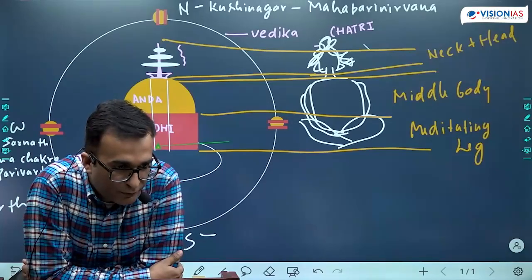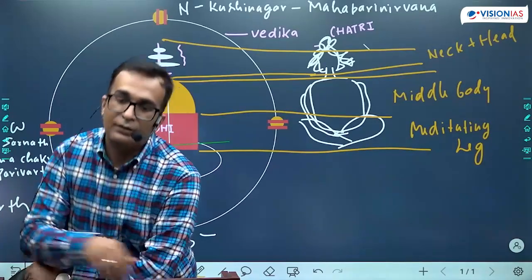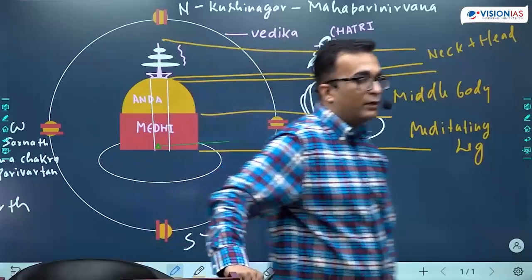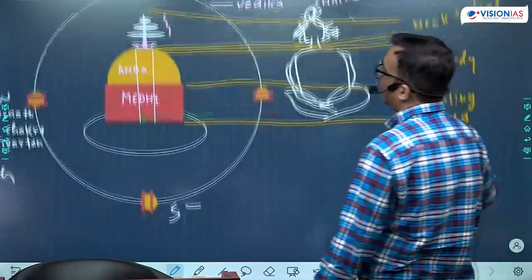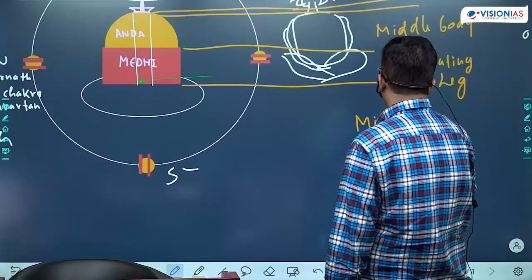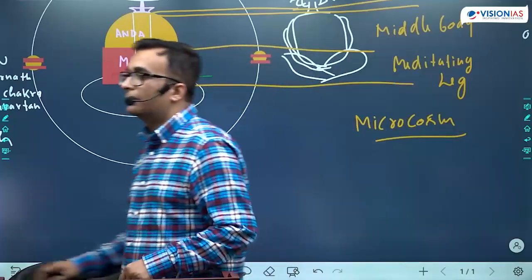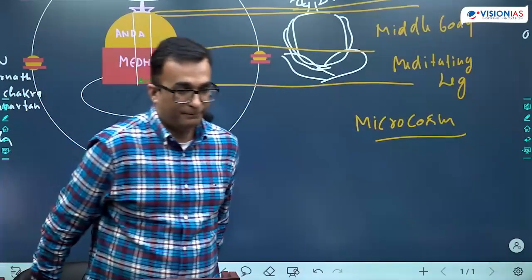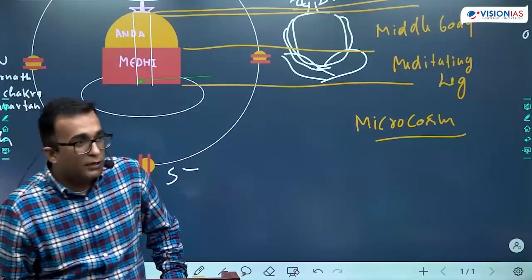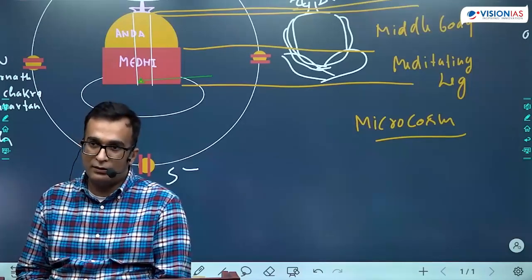Moreover, the stupa is also regarded as the microcosm of the universe. Then, you have seen that a hell of a lot of symbolic meanings are there in the stupa.